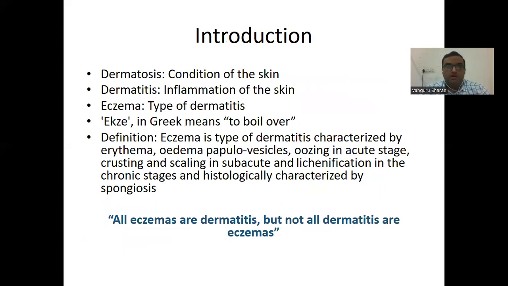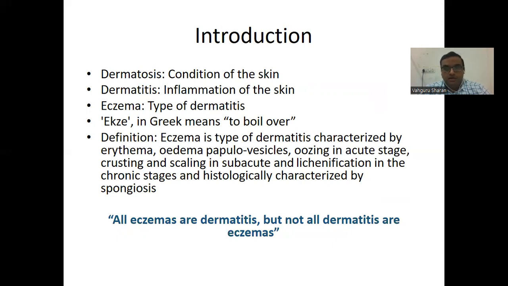Eczema is a dermatosis, or is eczema a dermatitis? What is dermatosis? It is a condition of the skin. What is dermatitis? Inflammation of the skin. So eczema is both a dermatosis and a dermatitis. Eczema is a dermatosis in which there is dermatitis. Eczema in Greek means boil, to boil over.